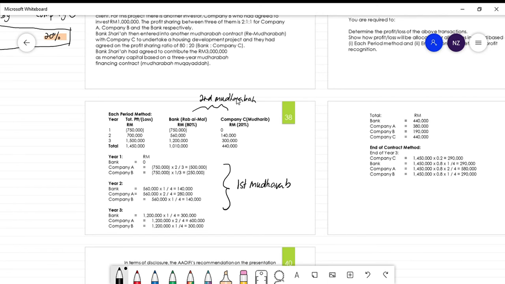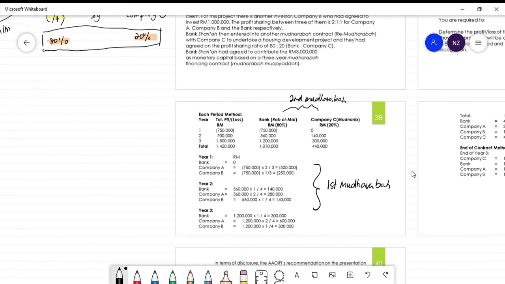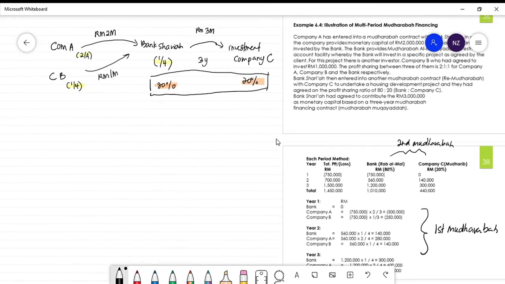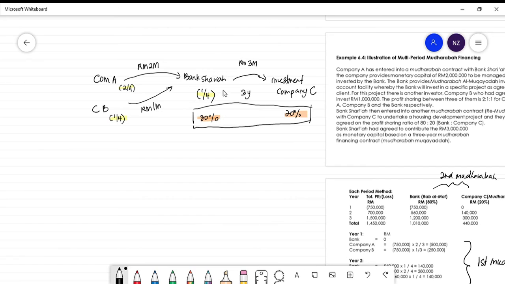Mudharabah. Tapi dia macam it's up to you. If you want to combine both mudharabah, first and the second in one table, pun boleh, tak kisah. Okay? So, kita move on lah with the first mudharabah. Cara dia nak allocate dia punya profit. Untuk first mudharabah is the one yang I highlight in yellow.